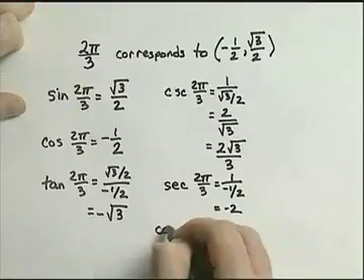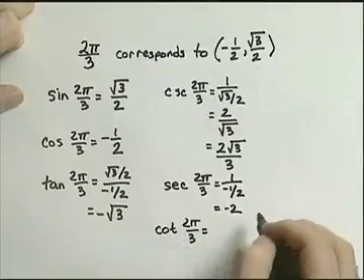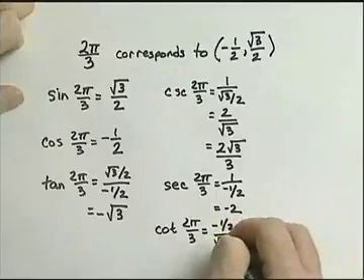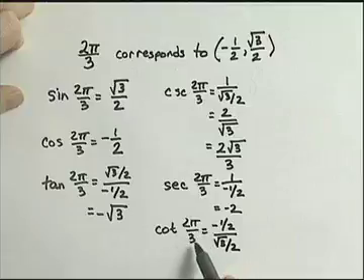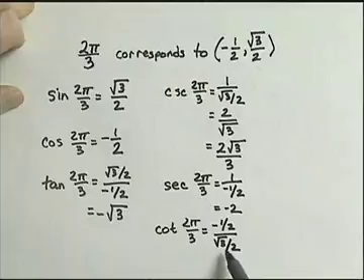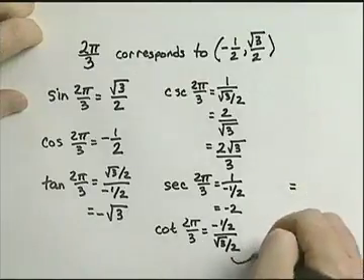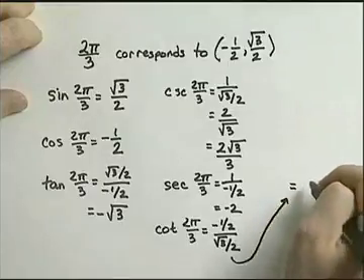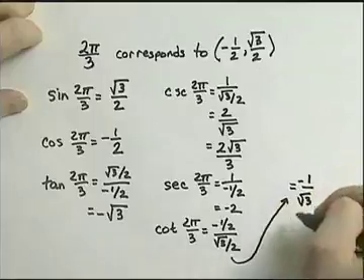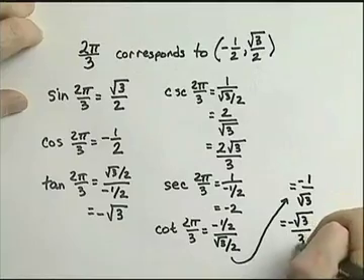Finally, the cotangent takes as input an angle and gives as output the ratio of x over y. So I have the cotangent of 2 pi over 3 equals -1/2 divided by the square root of 3 over 2, which equals, so let me just draw a line so you know where I'm going. So that equals -1 over the square root of 3, which upon rationalizing gives me -root 3 over 3.